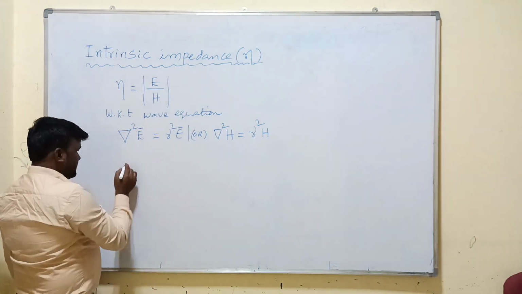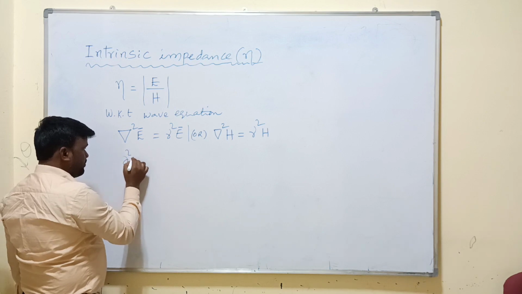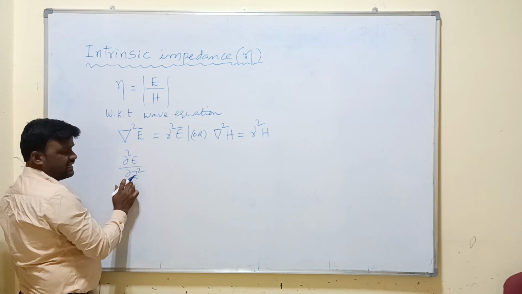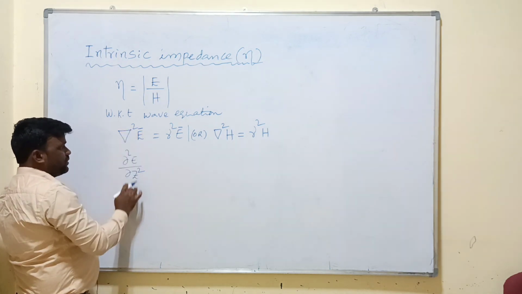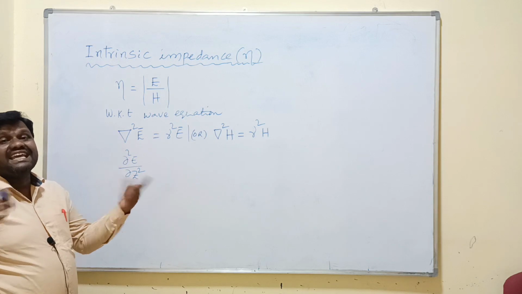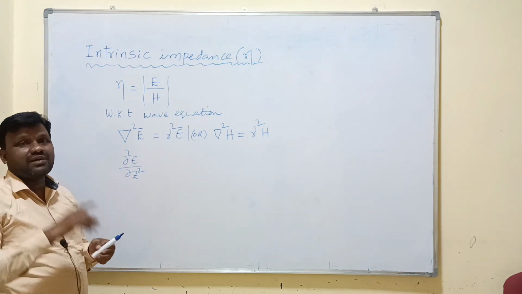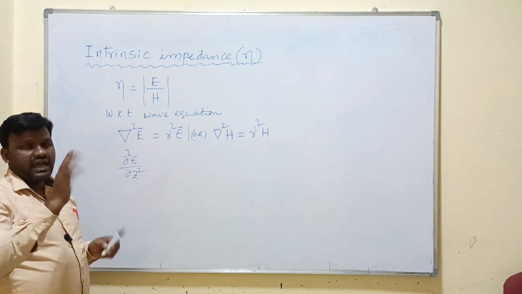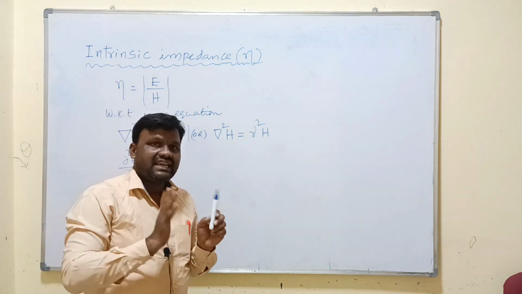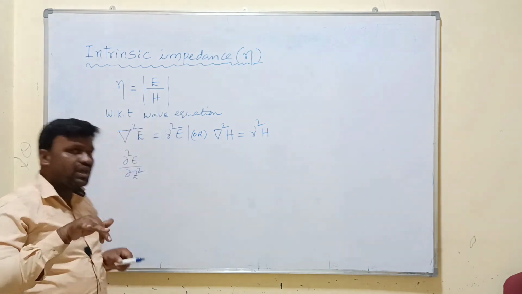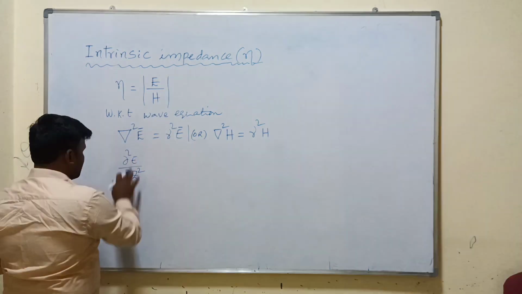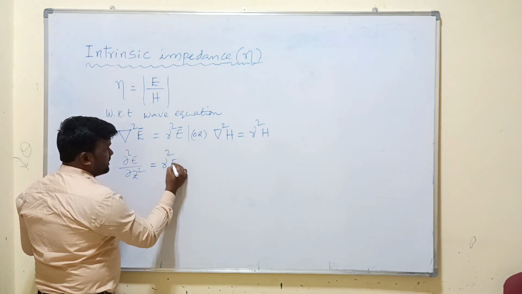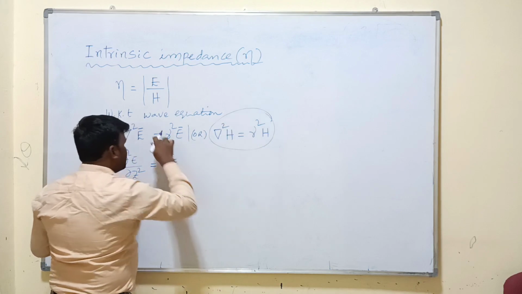This can be written as dou square E by dou Z square. Let us assume the wave is traveling along the Z direction. In that case, del becomes dou by dou Z Az, where Az is the unit vector of the wave along the Z direction. So dou square E by dou Z square is equal to gamma square into E. Leave this one, we will analyze in terms of E.